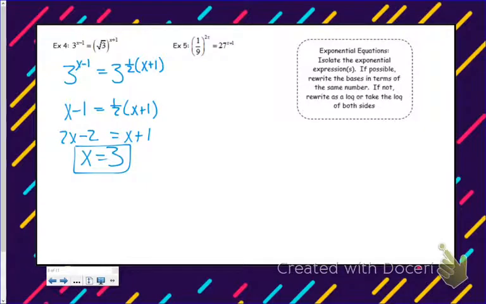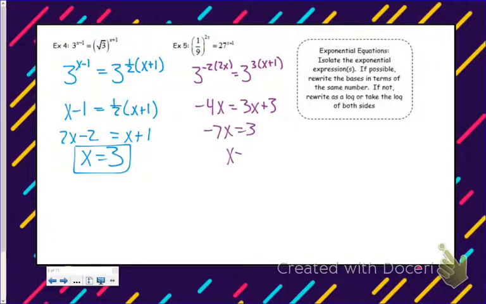All right, so we are going to, again, rewrite these two numbers in terms of the same base. The base that I could use is 3, because 1 over 9 is 3 to the -2nd, and 27 is 3 to the 3rd. I would take that exponent and multiply it by the exponent that's already there. And now since my bases are the same, I can just set the exponents equal to each other. And then from here, I would just solve for x. And I get that x is equal to -3/7.